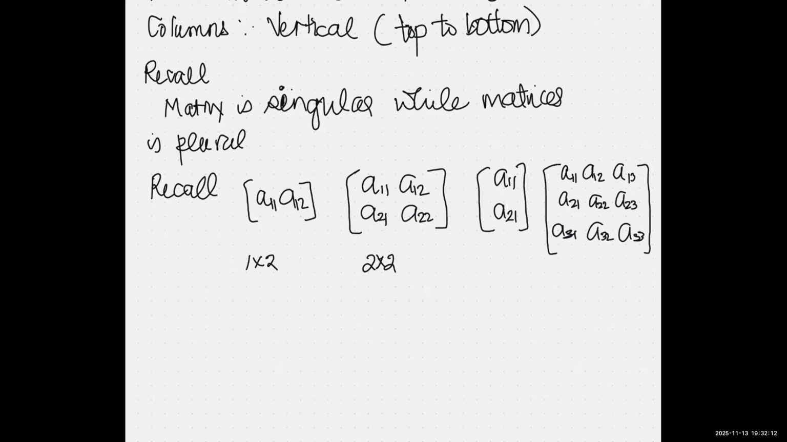All right. Hear me out. So the first one is called a 1 by 2 rectangular matrix. Do you see why it's called a rectangular matrix?